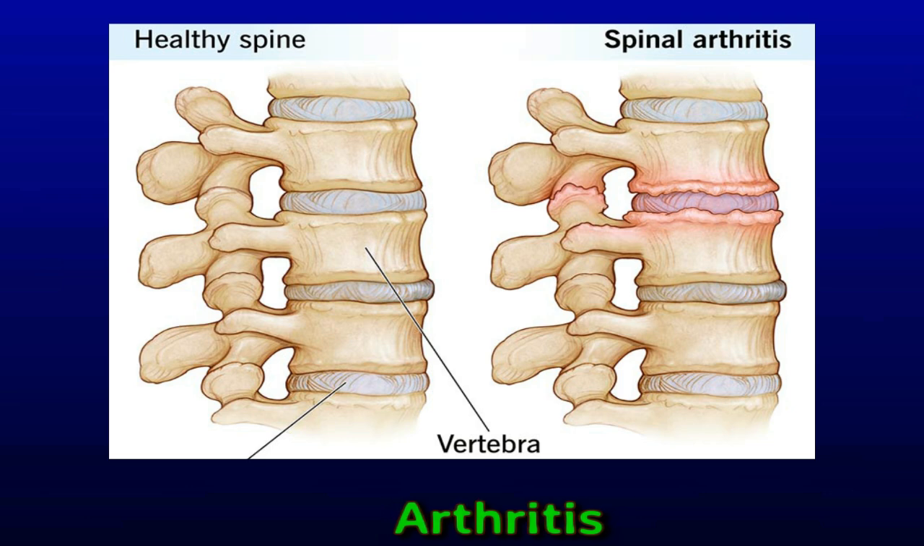Ankylosing spondylitis. This is a chronic inflammatory condition that affects the spine, particularly the joints near the pelvis and hips. It can result in pain, stiffness and other discomfort when a person bends over.